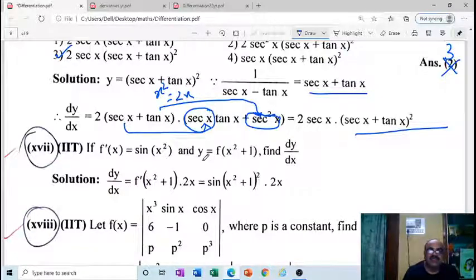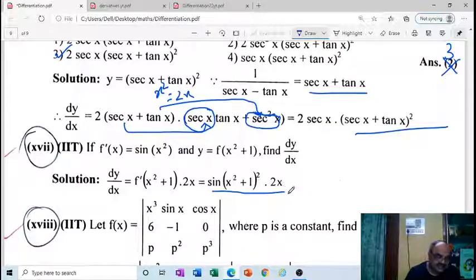Let's differentiate y is equal to f of x square plus 1. It is f dash of x square plus 1, and differentiation of x square is 2x. So it is sine of x square plus 1 the whole square into 2x.